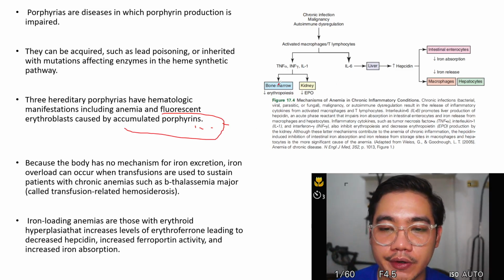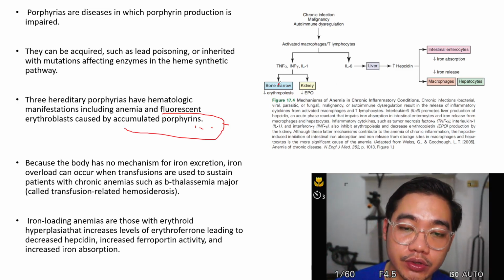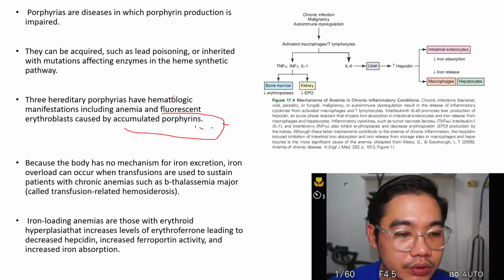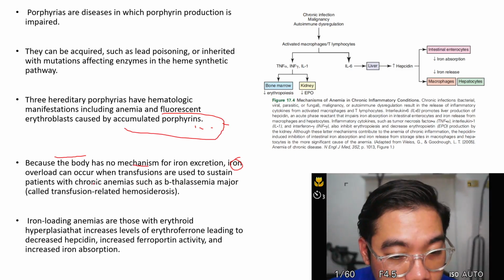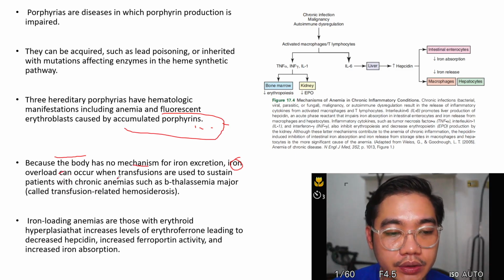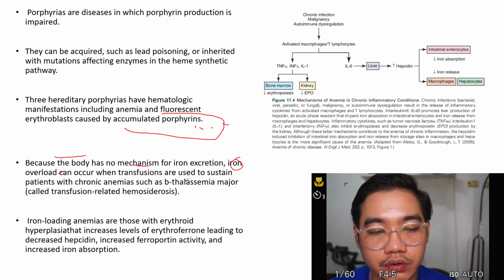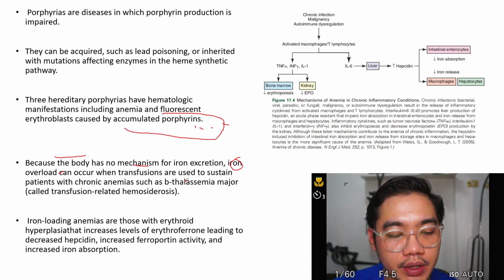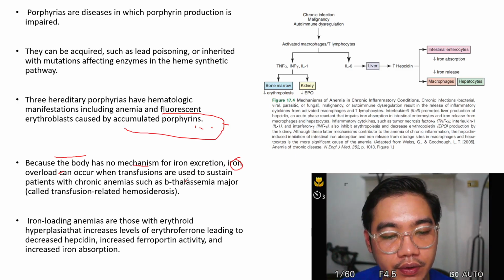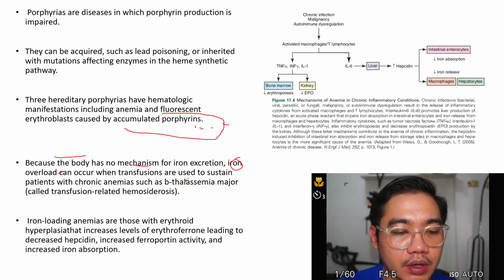Even in the chapter, we don't delve into it too much. So because the body has no mechanism for iron excretion, iron overload can occur. Iron overload can occur when transfusions are used to sustain patients with chronic anemia such as beta thalassemia major. And then iron loading anemias, those with erythroid hyperplasia that increases the levels of erythroferrone, lead to increased hepcidin, increased ferroportin, and increased iron absorption.